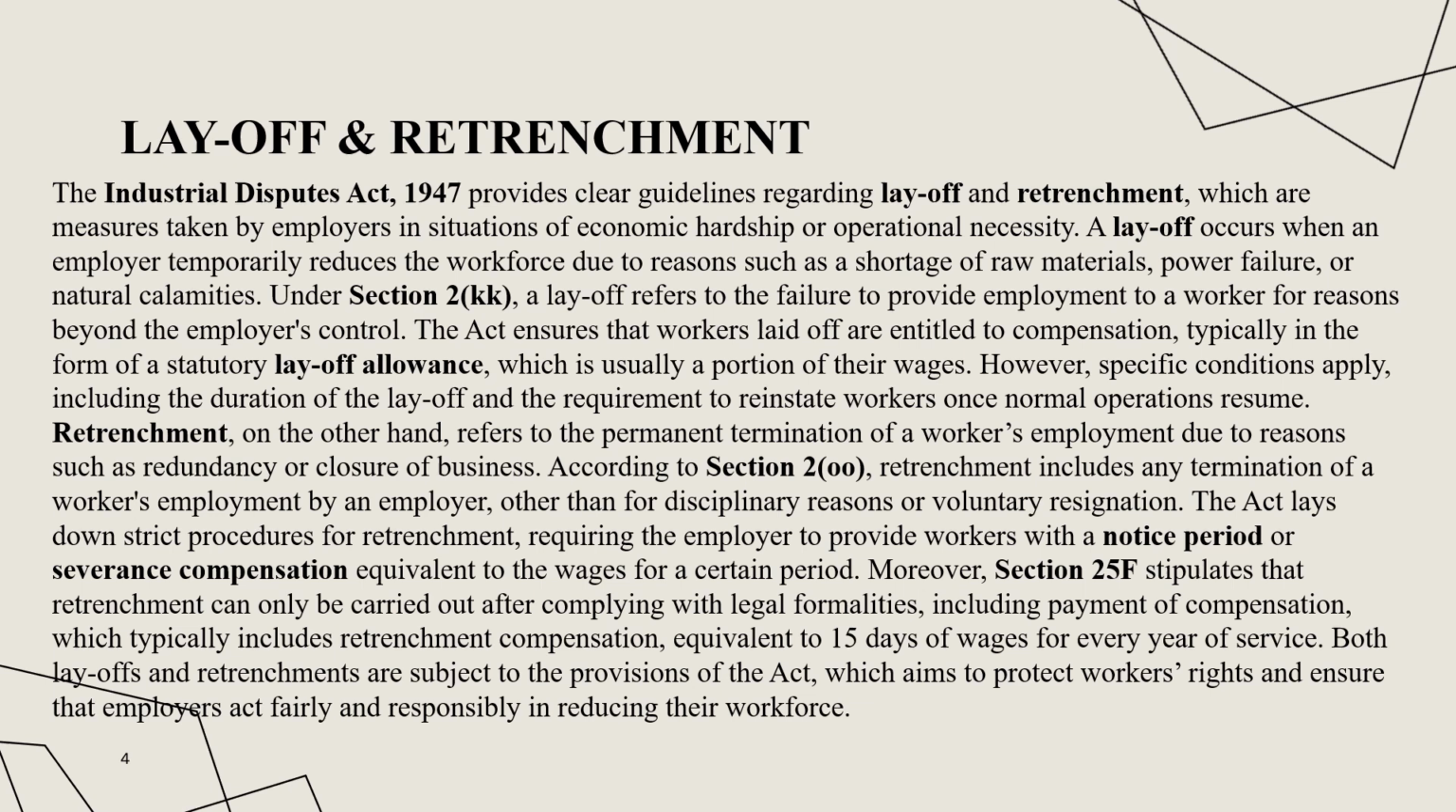Retrenchment, on the other hand, refers to the permanent termination of a worker's employment due to reasons such as redundancy or closure of business. According to Section 2, subsection OO, retrenchment includes any termination of a worker's employment by an employer other than for disciplinary reasons or voluntary resignation. The Act lays down strict procedures for retrenchment, requiring the employer to provide workers with a notice period or severance compensation equivalent to the wages for a certain period.